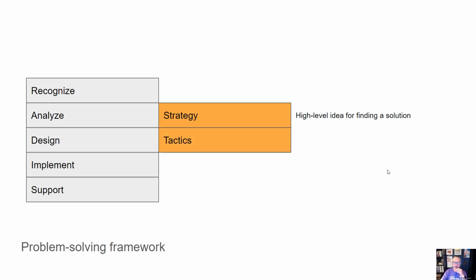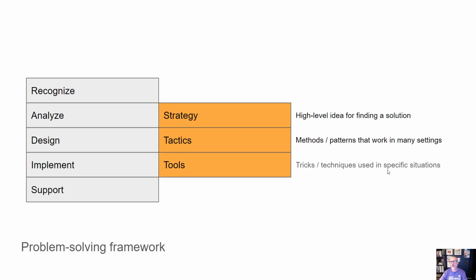Our design phase, they call tactics. Those are the methods or patterns that you use that work in many different settings. So we might have later on an accumulator pattern, for instance, that we'll look at. And then finally you have your tools, and those are the tricks or techniques that you use in specific situations, including the programming language that you're going to write your program in.